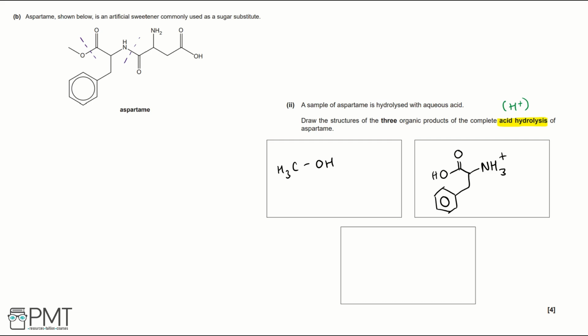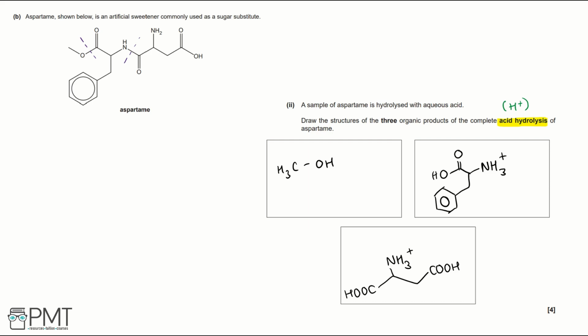Then we need to draw our last structure, so we're turning this into a carboxylic acid at both ends. So we're going to have HOOC, and then our carbon backbone, COOH, and our NH2. But again, because we've got this excess of H+, this NH2 is going to turn into NH3+.